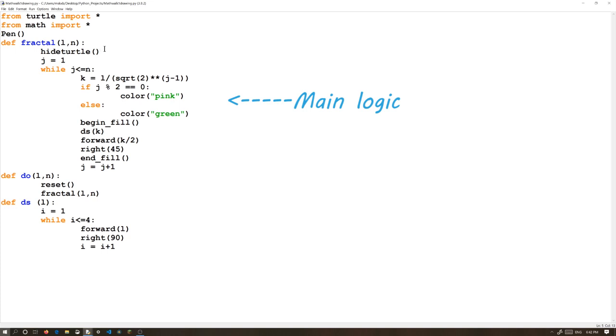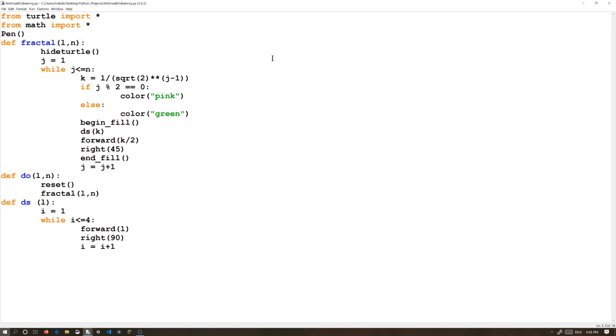So j equals 1, that's our incrementer. While j is less than or equal to n, which is one of our arguments here, k is l over square root 2 to the power, that's what these two asterisks are for, j minus 1.